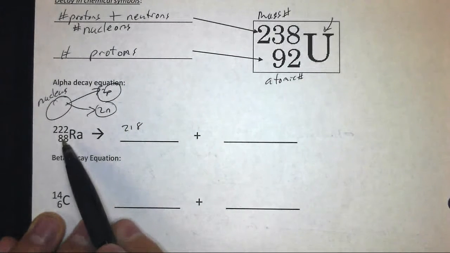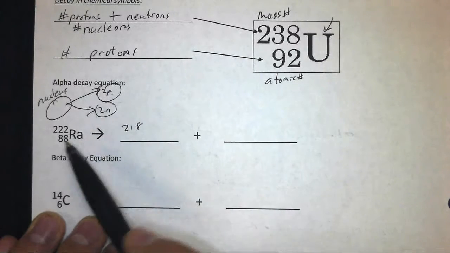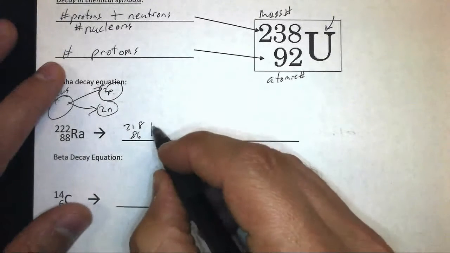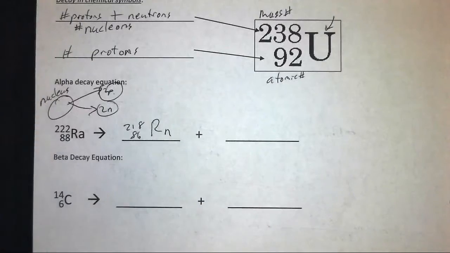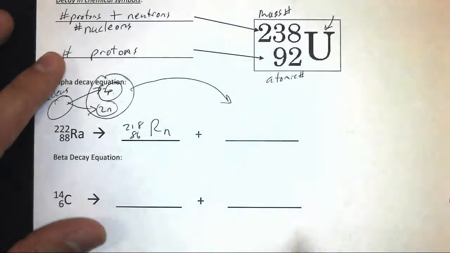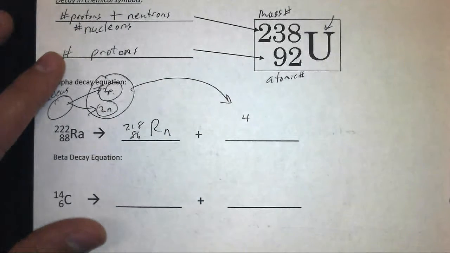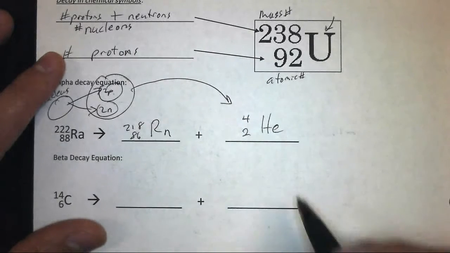The bottom number, the atomic number, is the number of protons. We lost 2 of those. 88 minus 2 is 86. And the 86th element happens to be radon. So radium decays into radon, but then we have to account for the nucleons that we lost. We account for that over here. Again, 4 nucleons, the top number is 4. 2 of them are protons, the bottom number is 2, and the second element is helium.